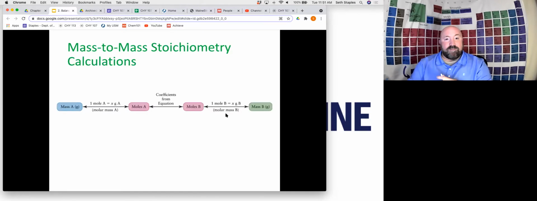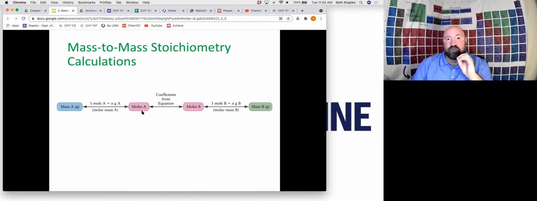So now let's look at some basic types of calculations that we would do with this. Let's say, for instance, you're told that you have 2 grams of a particular reactant, and you want to know how many grams of a particular product you're going to make from that. This gives us our steps that we're going to take in order to do that calculation. The first thing we're going to do is use our molar mass to convert whatever amount that we're given over to moles. We're then going to use our coefficients from our equation.